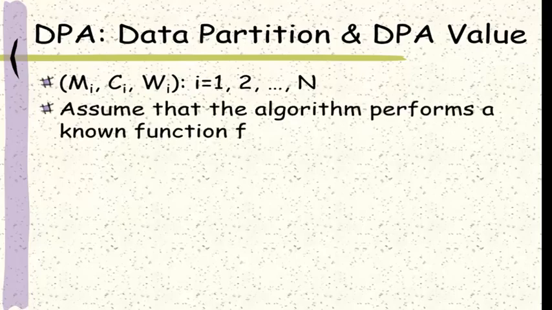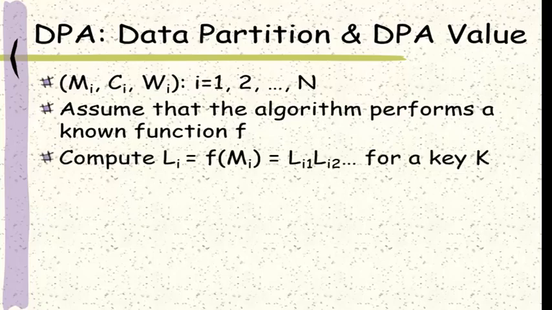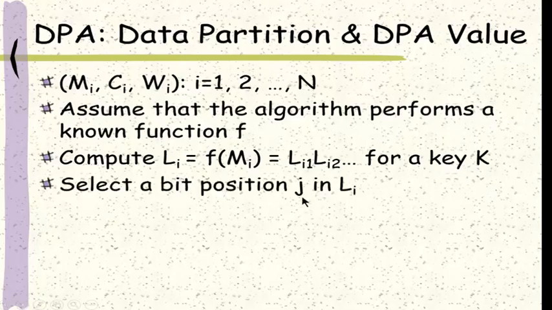Assuming that the attacker knows the crypto algorithm being targeted and wants to figure out the key only, let function f be the operation or transformation this algorithm is performing on the input data m with the hidden secret key. The attacker can compute the output L sub i when the input m sub i is plugged into the function f with any possible key value k. He then can select a bit position j in the output L sub i, and let's call this bit L sub ij.